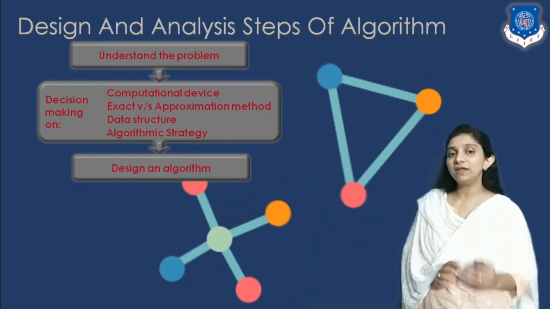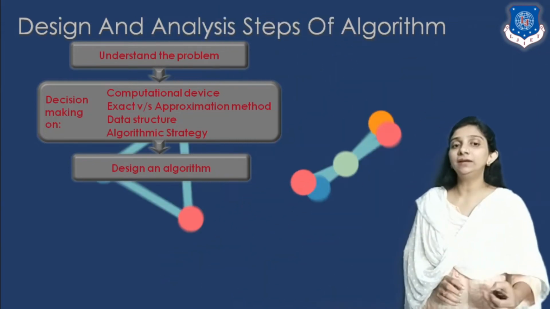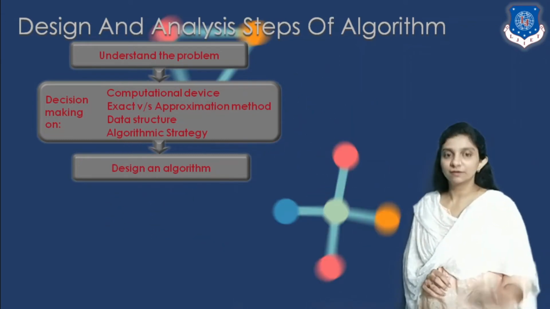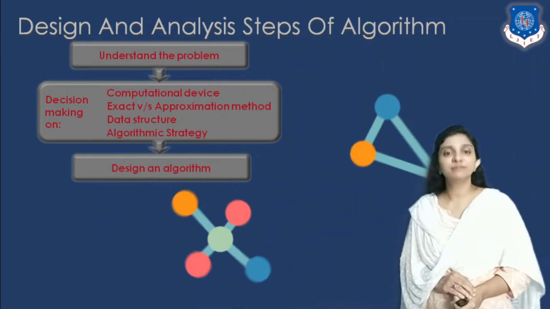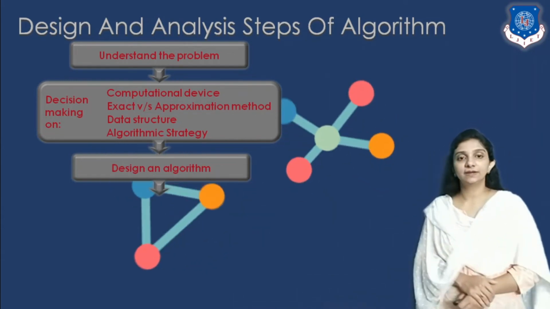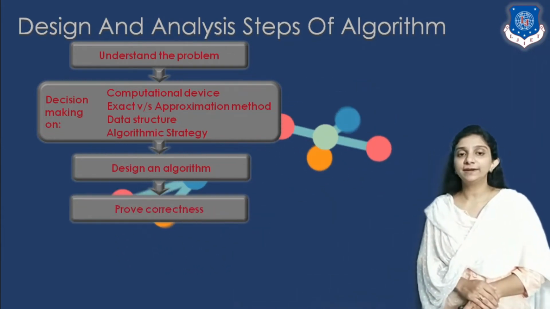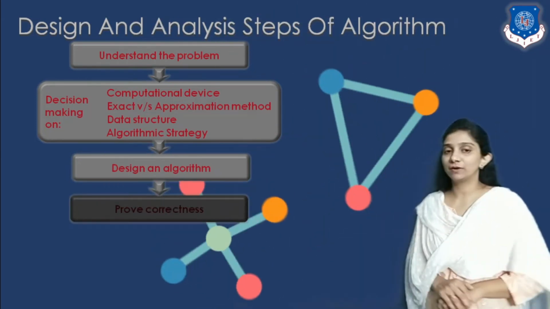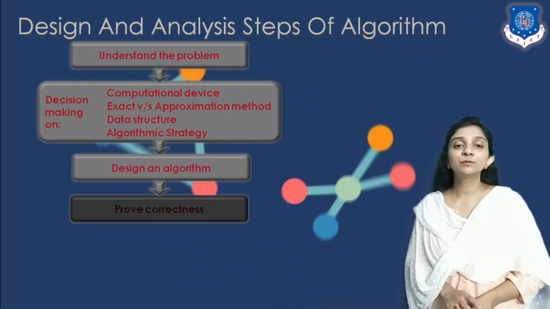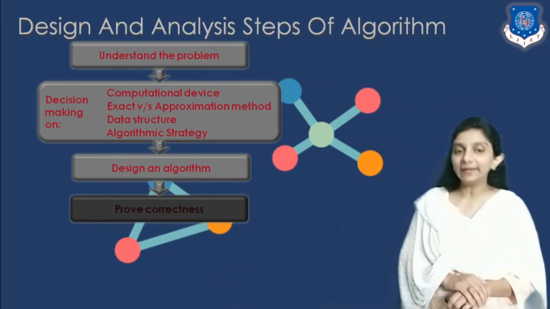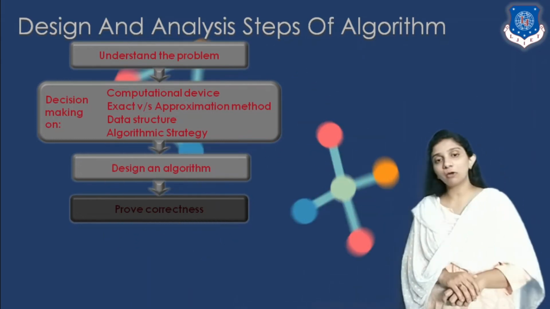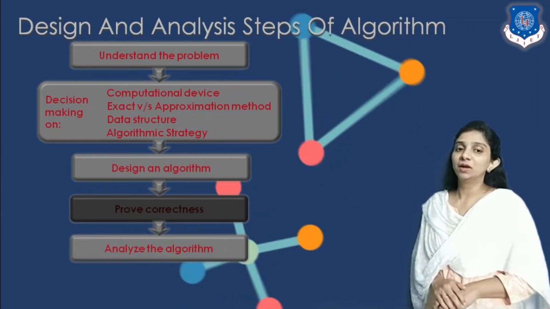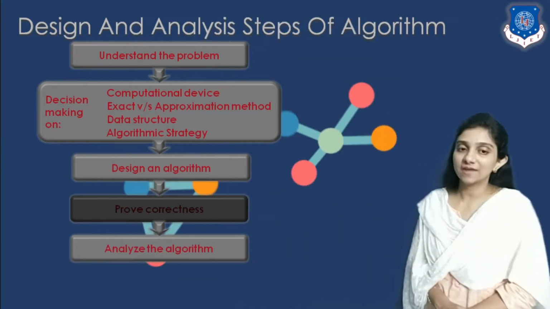But obviously we can improve this capability by learning different algorithmic strategies, by learning existing algorithms, so we can write better algorithms. After designing an algorithm, we have to find out its correctness, whether the algorithm works correctly for input and output. For correct input, it is producing correct output, and for incorrect input, it also gives incorrect output. That is also important. If the algorithm is correct, then we take our next step, that is analyzing.